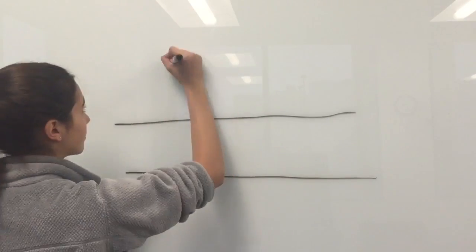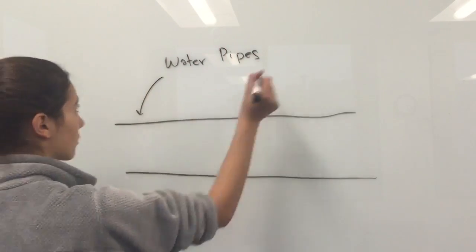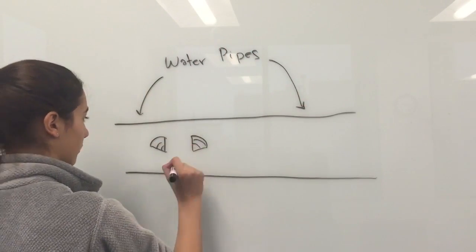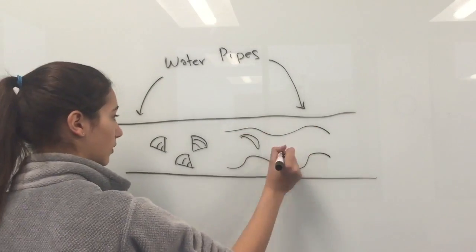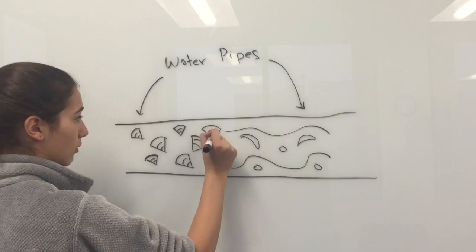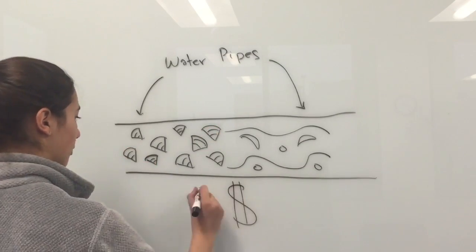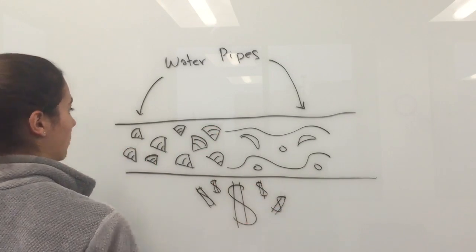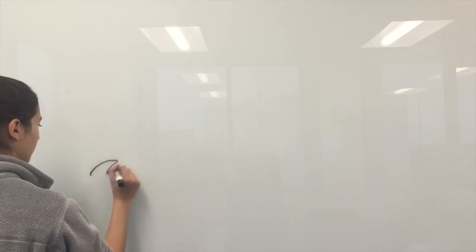Water intake pipes provide a stable environment for zebra mussels to live in. They provide protection and a constant water flow, which leads to a constant food supply. When they attach to the water pipes, they multiply rapidly and create dense colonies. Infestations of zebra mussels can cause a large amount of economic damage.